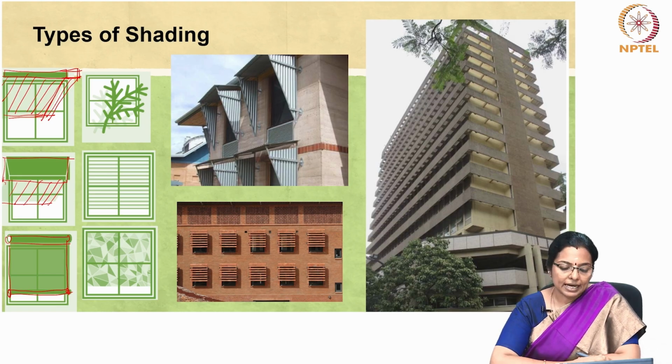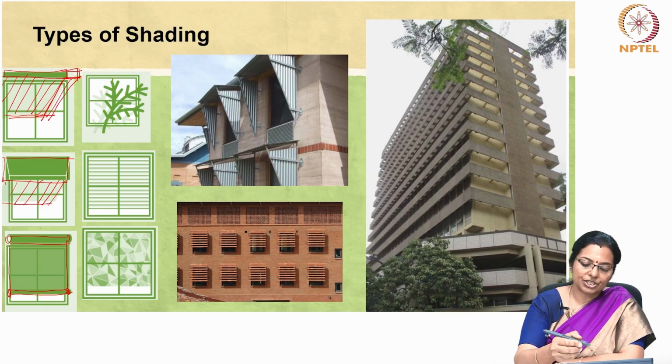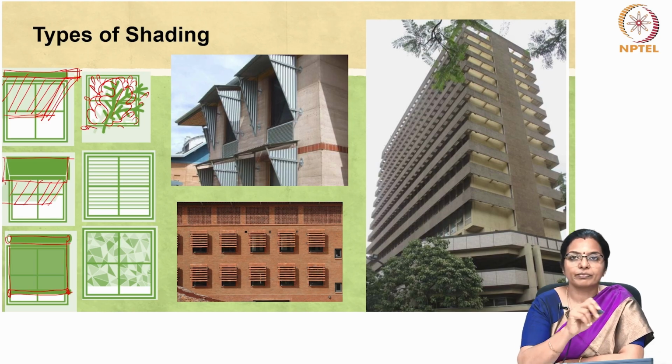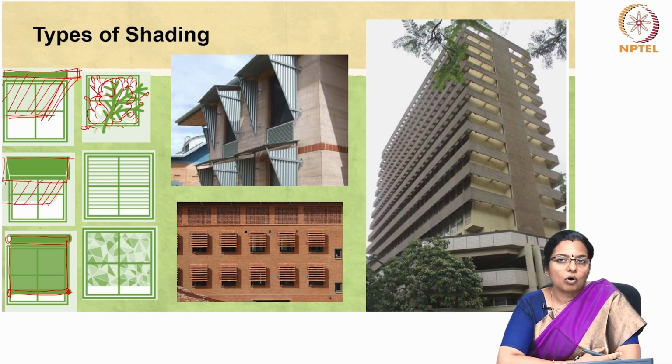Then the fourth type is vegetation. Having trees, having creepers or shrubs close to the window, or deciduous trees. These block the sunlight in the summer.